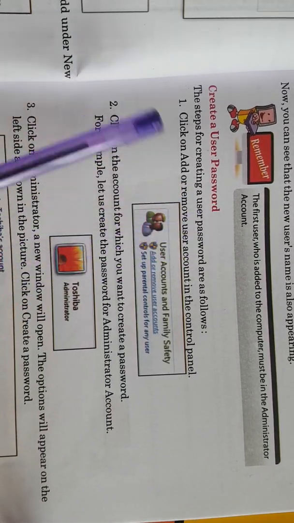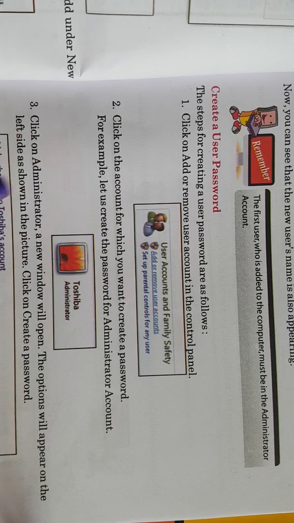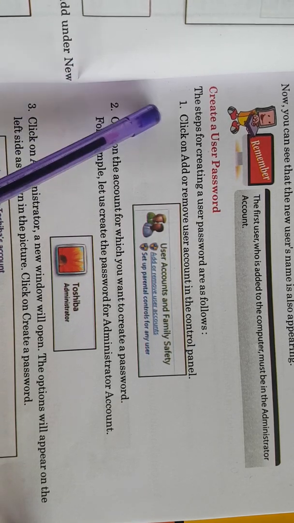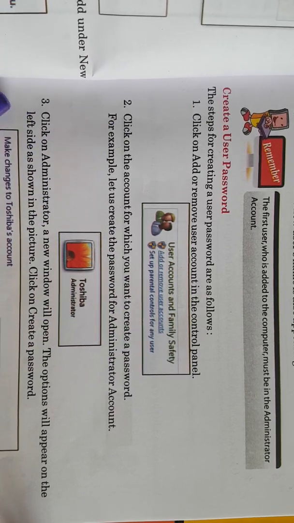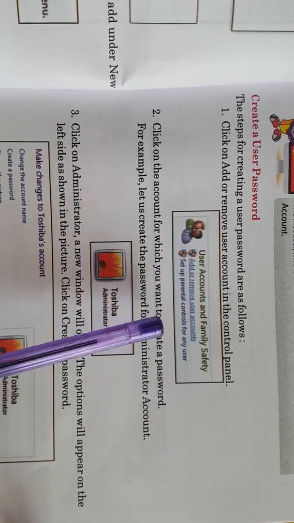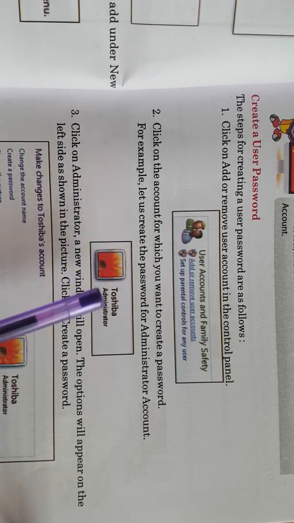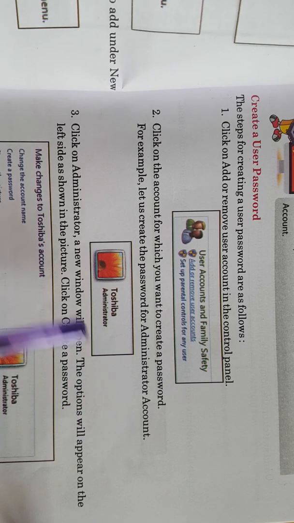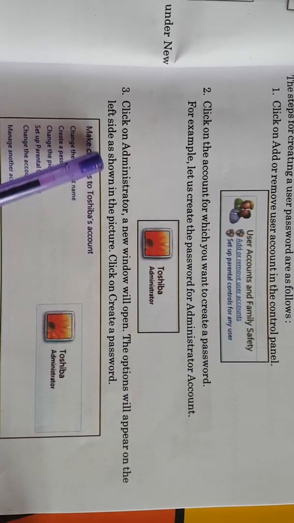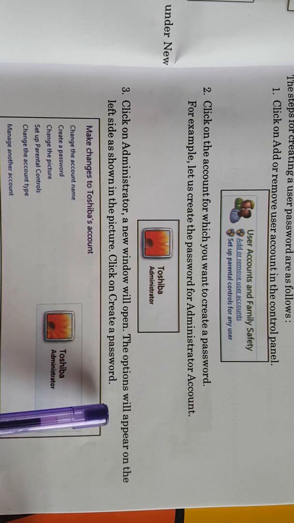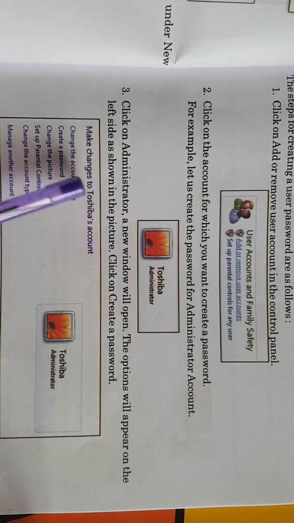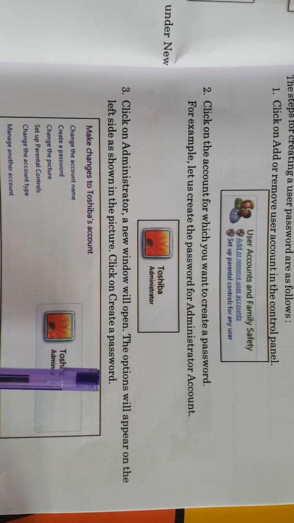Create a user password. The steps for creating a user password are as follows. First, click on add or remove user account in the control panel. Second, click on account for which you want to create a password. For example, let us create the password for administrator account. Third, click on administrator. A new window will open. The options will appear on the left side as shown in the picture. Click on the create a password.